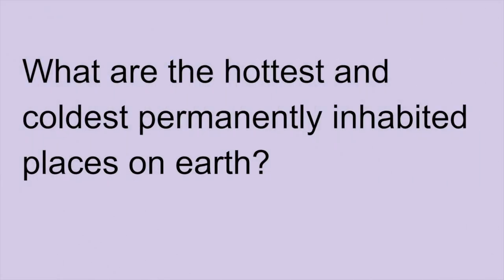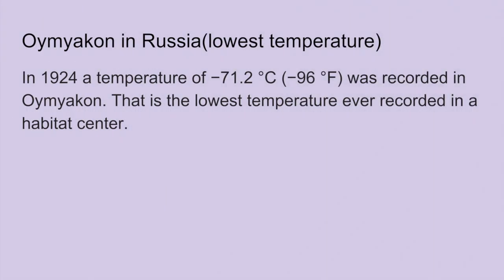What are the hottest and coldest permanently inhabited places on Earth? Oymyakon in Russia, lowest temperature. In 1924, a temperature of minus 71.2 Celsius was recorded in Oymyakon. That is the lowest temperature ever recorded in an inhabited center.